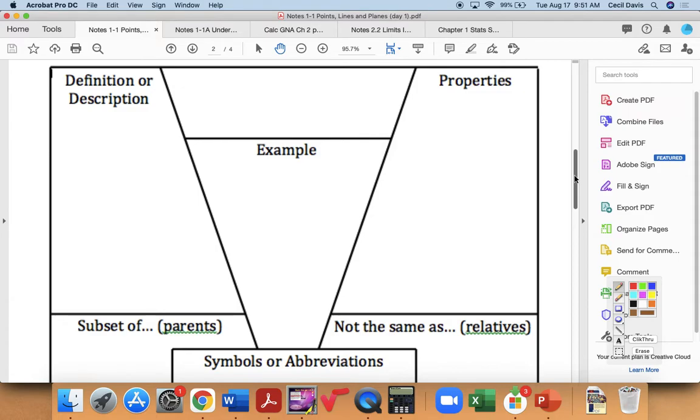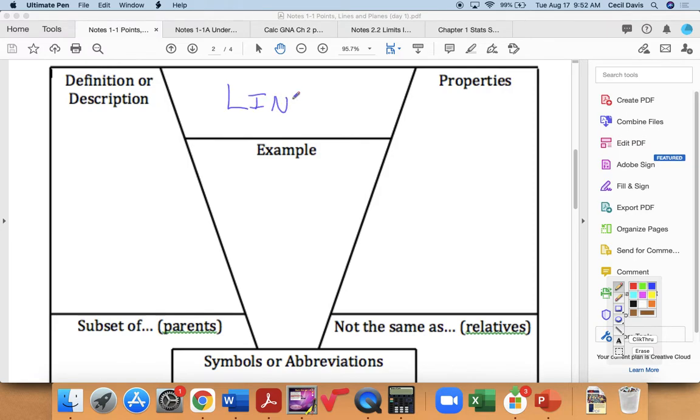So for this particular one, we're going to discuss what a line is. Up here in the top in the middle, we'll write whatever word we're talking about. So this is going to be talking about a line. Notice on the left side it says a definition or a description. As it turns out, we can describe a line, but we're not going to be able to define a line.